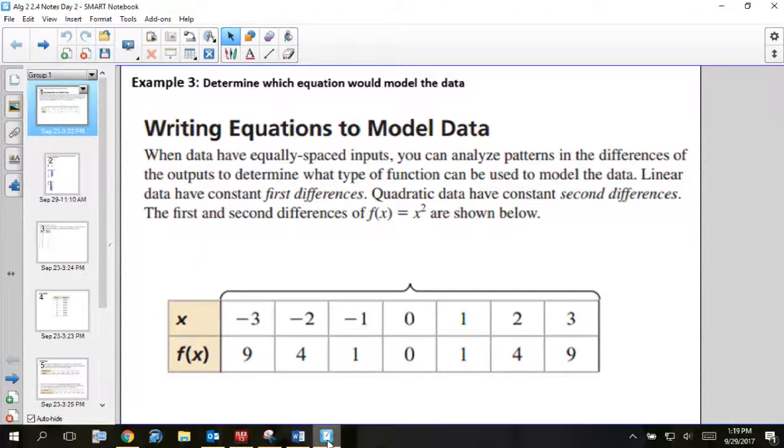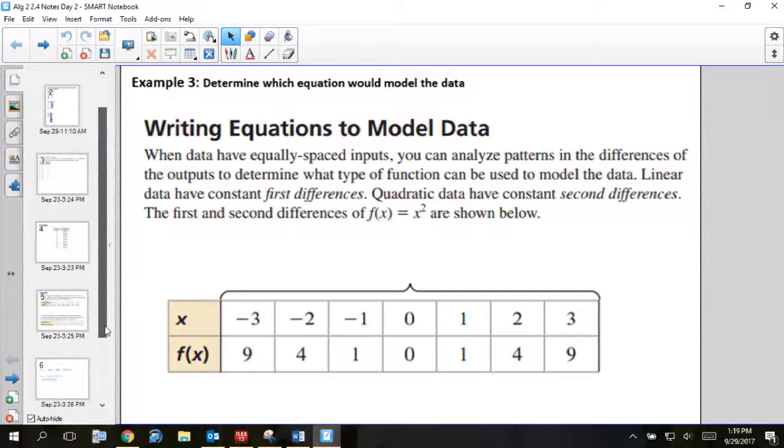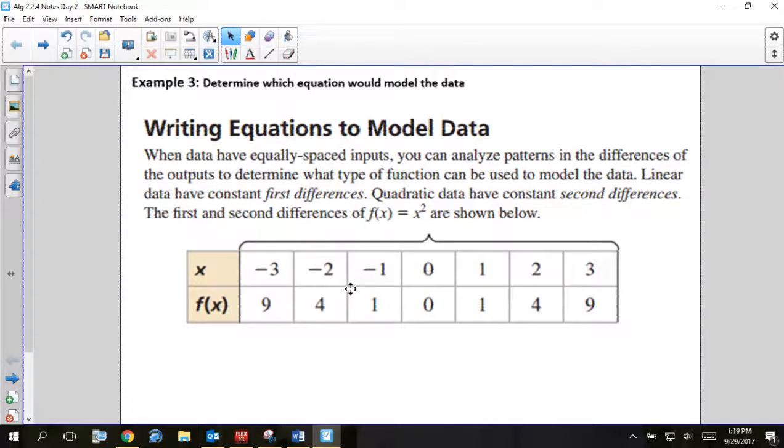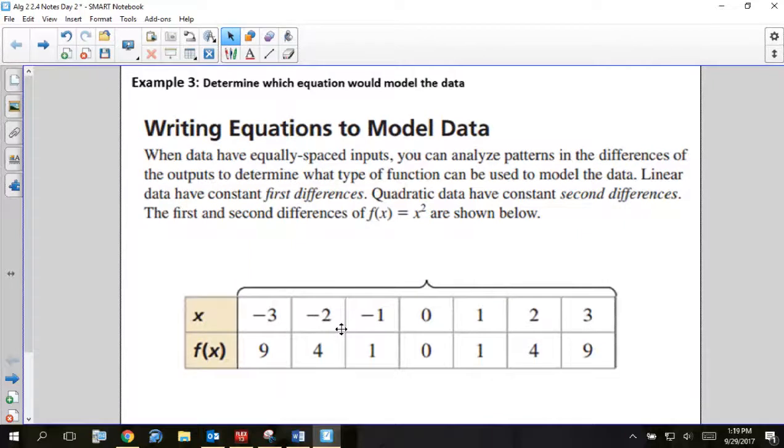Right, so we are continuing to write equations of quadratics. Today we're going to look at a set of data and determine if it really is quadratic or maybe it's something else. So the first thing we're going to do is look at this data right in front of you in that first example. You see that data? And we're going to do what's called finding finite differences.